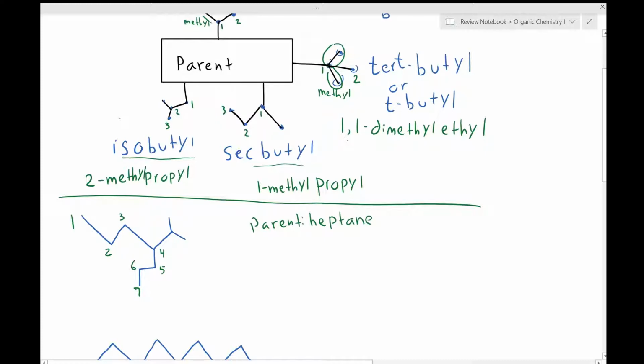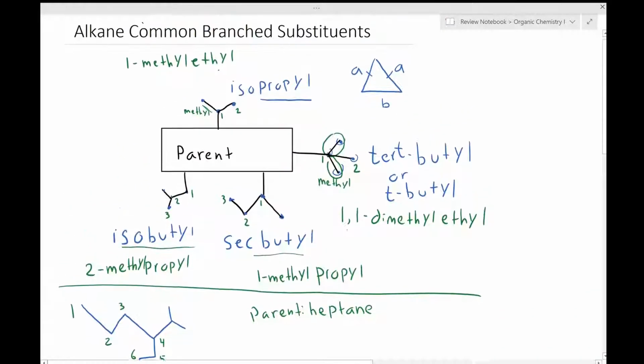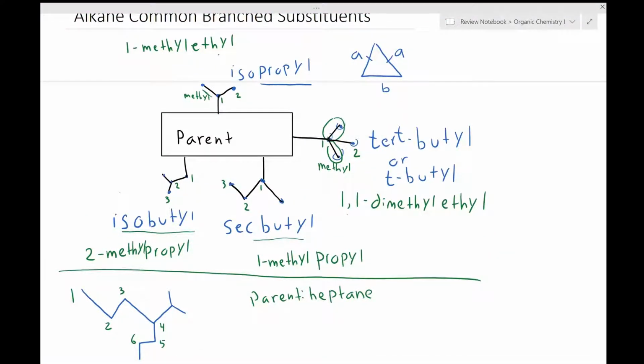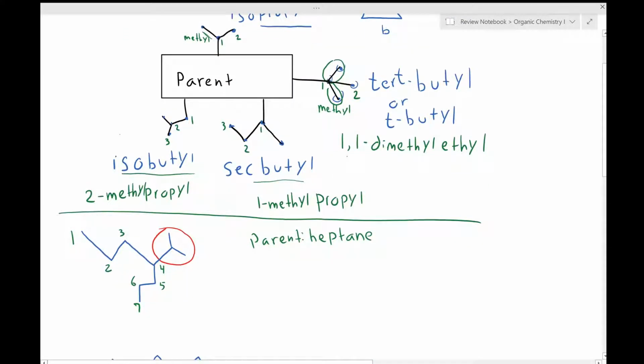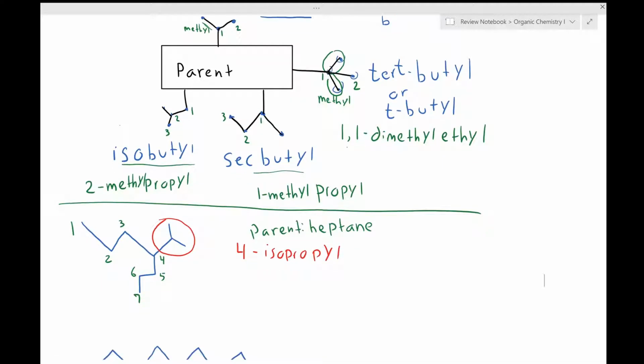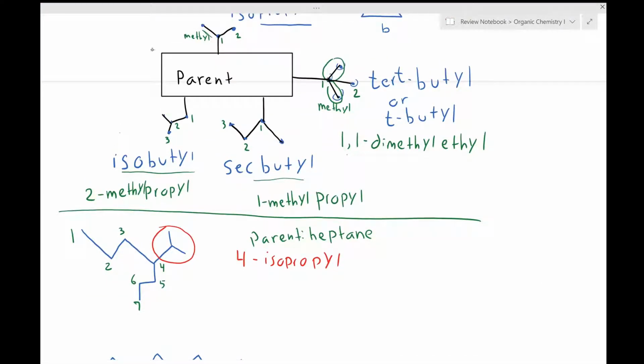Now we need to work on this branch group over here. If you notice, this looks a lot like an isopropyl group coming off the 4. So the easy way to name it, if we can recognize that it's an isopropyl group, we have our 4-isopropyl, and then just add on our parent, heptane.